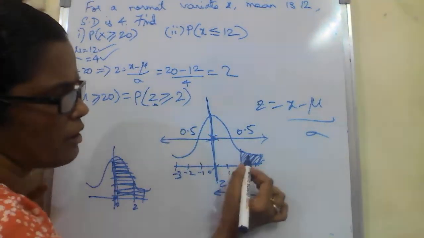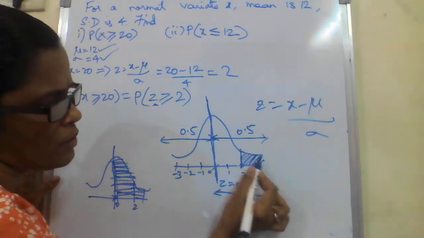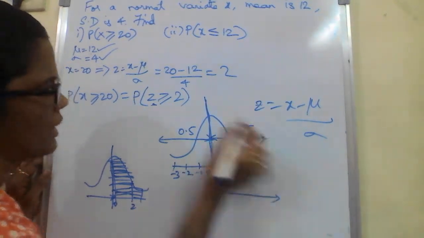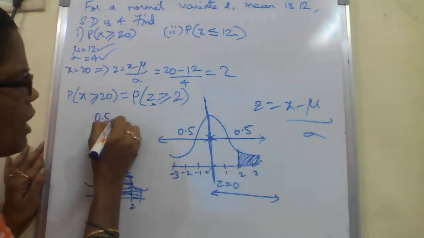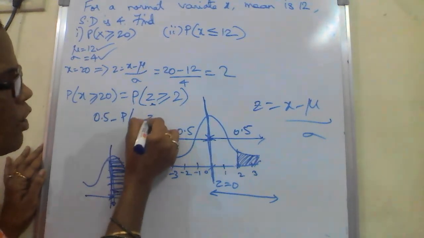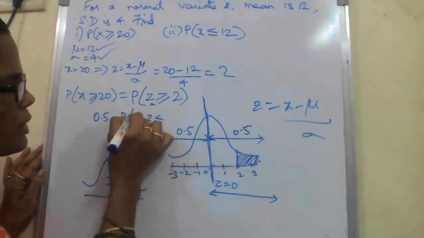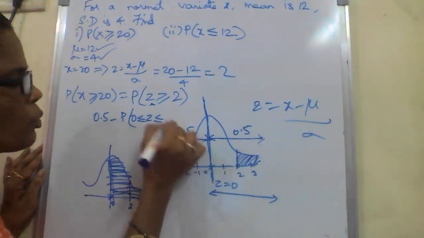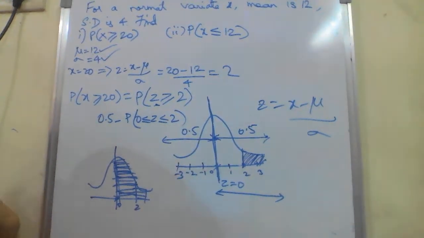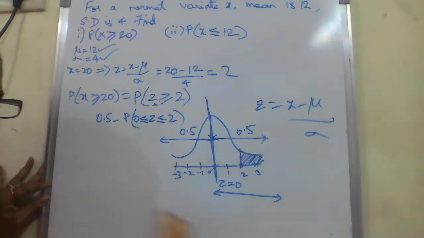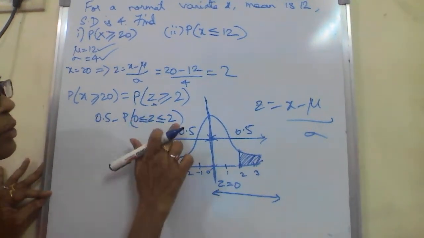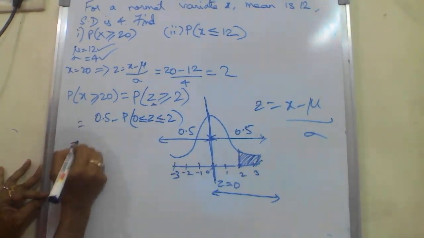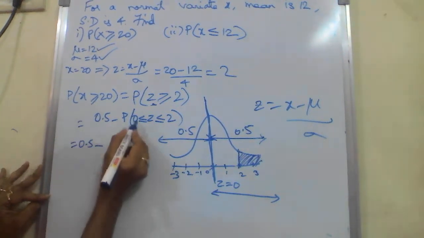So now I want 2 and more. So from this total, that is 0.5, minus the probability of Z which is between 0 and 2. I have to write it this way: the probability of the value which is from 0 to 2. So this will be 0.5 minus this value.